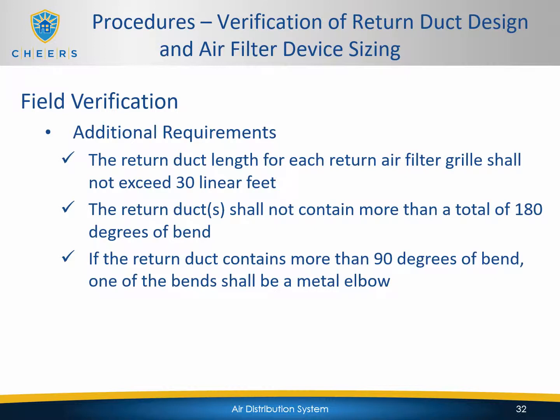And finally, if the return duct contains more than 90 degrees of bend, one of those bends shall be a metal elbow. So while you are allowed to have 180 degrees, you're only allowed to have 90 degrees of that bend be flex duct. Anything beyond that, metal elbows will need to be installed. So those are the additional requirements for that alternate method.